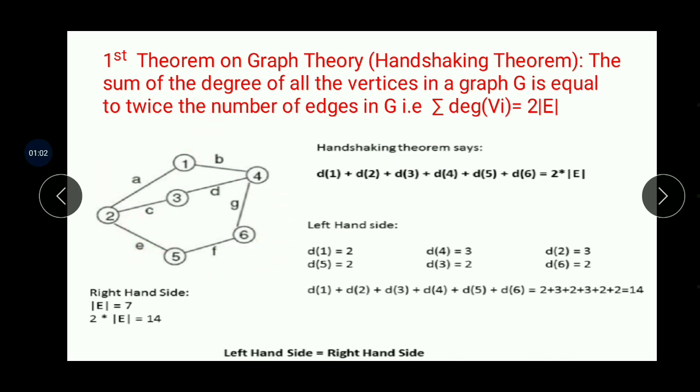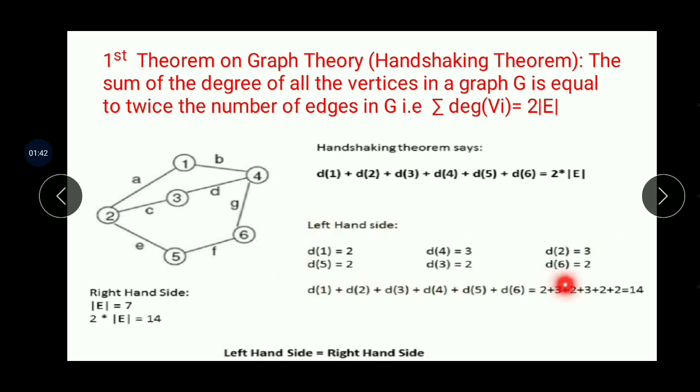So let's count the degree of all the vertices here. If you see the degree of the first vertex, vertex 1, it is incident by 2 edges. So the degree of vertex 1 is 2. The degree of vertex 2 is 1, 2, 3. The degree of vertex 3 is 1, 2. The degree of vertex 4 is 1, 2, 3. The degree of vertex 5 is 1 and 2. The degree of vertex 6 is 2. Okay, so I have written the degree of all the vertices here.